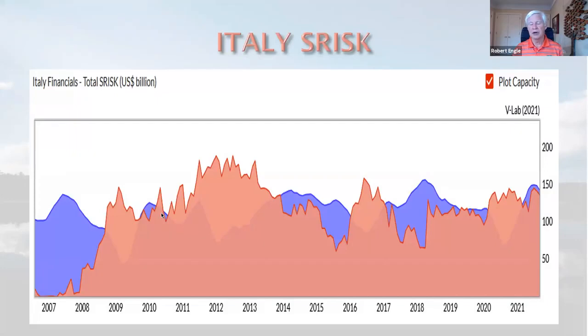And for example, if you look, this is now Italy. If you look at the total SRISK of the banking sector in Italy, this is due to a market stress. You see that there is a capacity curve that we've estimated, which says, when is this really dangerous? It's dangerous when the SRISK of Italy exceeds its capacity. And that has to do with not only Italy, but it has to do with the capitalization of the rest of the world. So there's a lot of pieces in that.